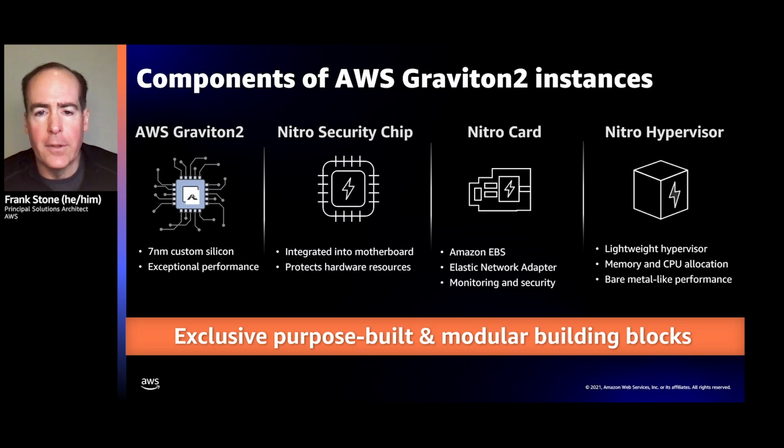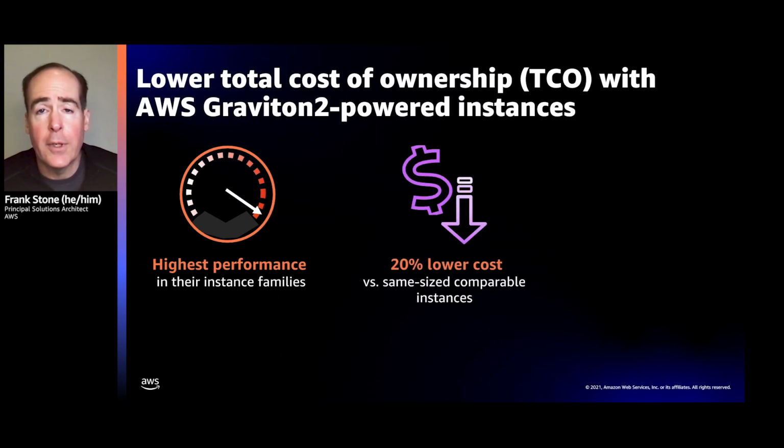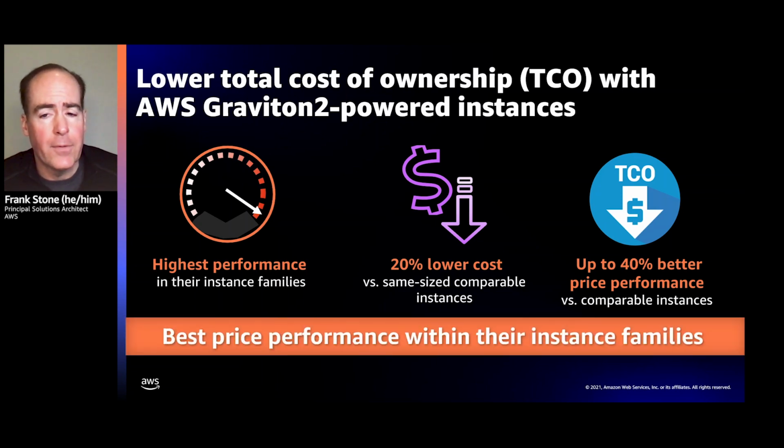But the real benefit for you is in the total cost of ownership with AWS Graviton 2. Now remember, the AWS Graviton 2 powered instances have the highest performance within their instance families, along with a 20% lower cost when compared to the same vCPU and memory configuration in those instances. Again, that leads up to a 40% better price performance versus comparable x86-based instances. And it provides the best price performance within each of the instance families and can lead to real savings for you.